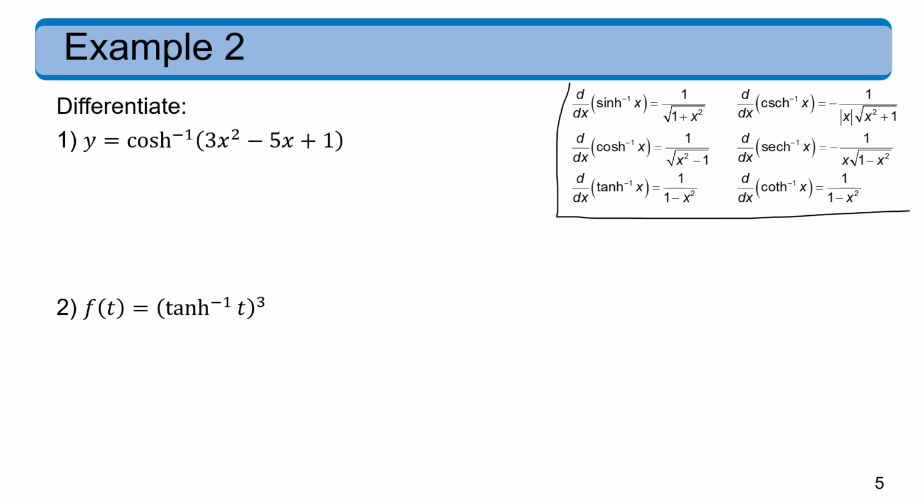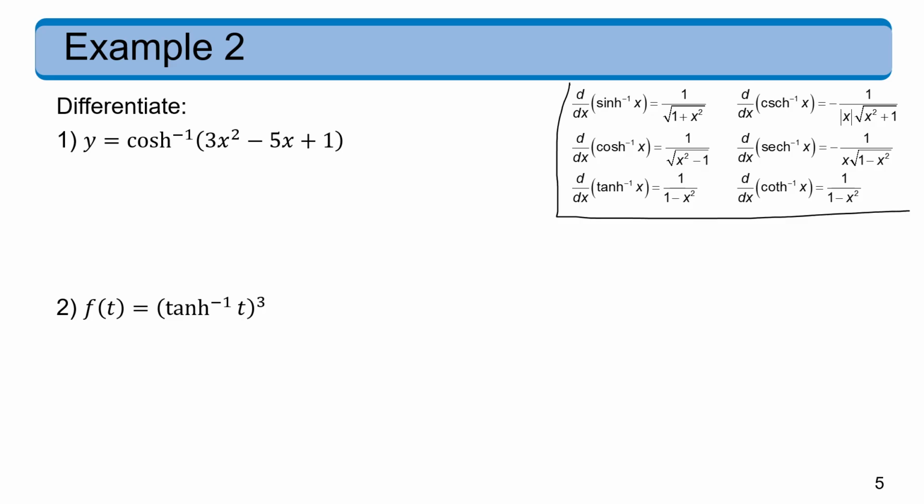In this example, we're going to compute some derivatives. And I've put the formulas that we just saw on the top right so we can reference those. So the first one, we've got inverse hyperbolic cosine of 3x squared minus 5x plus 1. So clearly a chain rule problem, because the x has been replaced with some other expression.